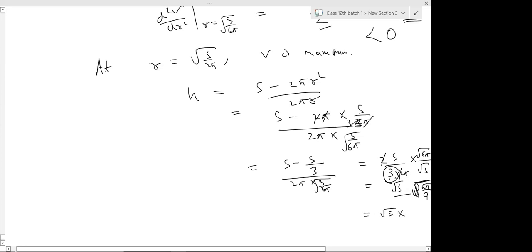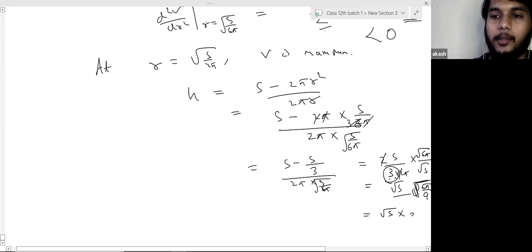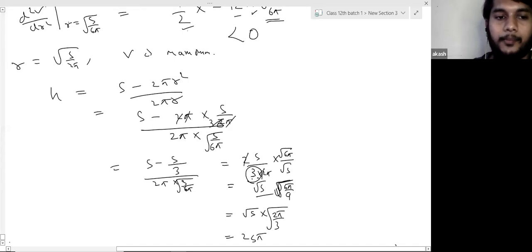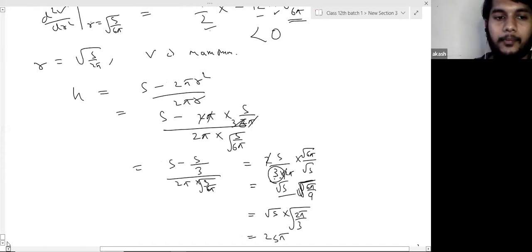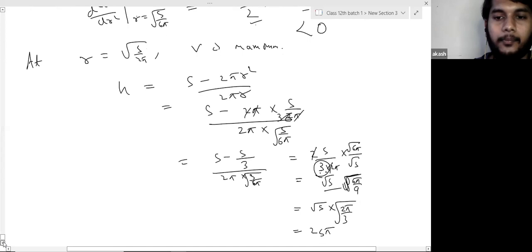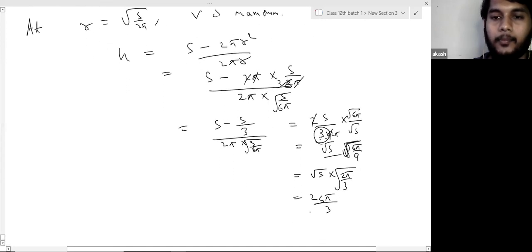So under root S, we can cancel this out. So 2 pi upon 3 under root. So now you can write this down as 2S pi upon 3 under root. So this is h. Now what are they saying in the question? What is the relation between r and h?